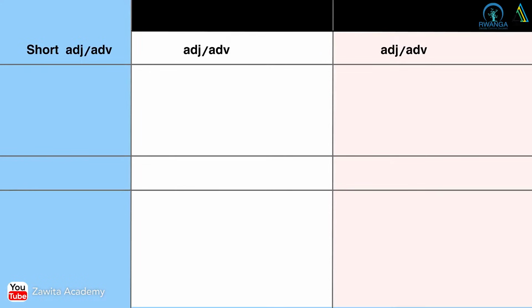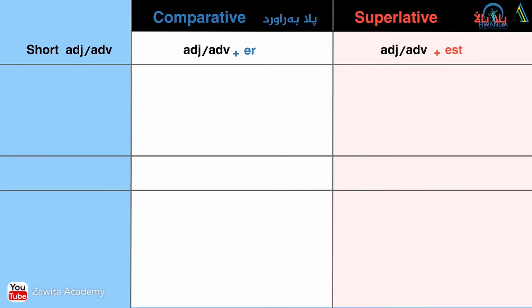For short adjectives and adverbs, to make it comparative we add er and to make it superlative we add est.